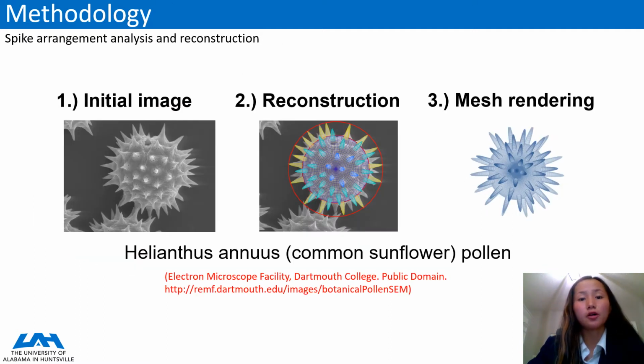I based my spiky particle off of a common sunflower pollen particle. I did this by reconstructing a spiky particle over an image that I had found. I started with a spherical core, and then using the phi, psi, and theta angles, I directed the spikes outward in order to match the initial orientation of these spikes. I came up with a mesh rendering of the original particle, and I used this along with the surface element integration technique in order to find the interaction energy.